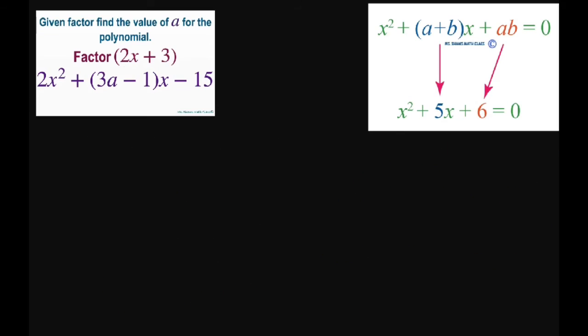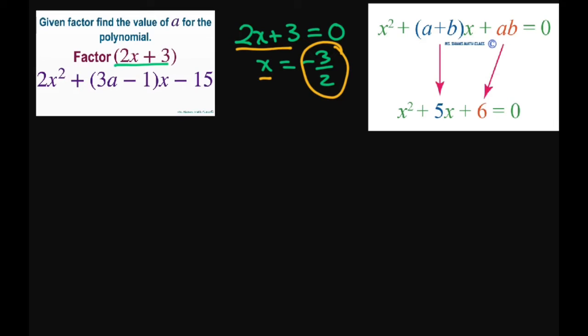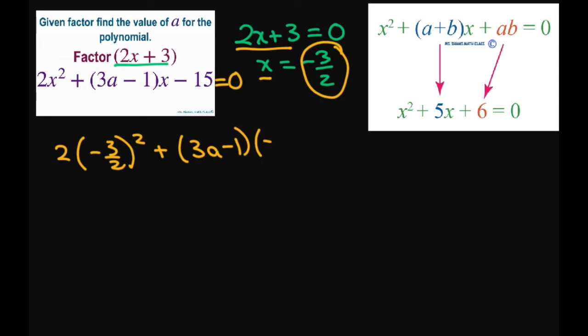The other way is to know that if we have a factor of 2x plus 3, you set this to 0. We're going to solve for x, and you can get negative 3 and then divide by 2. And we're going to use the remainder theorem. That means everywhere there's an x, I'm going to put this in. If it's a factor, then when I substitute this in, it'll equal 0. So let's do that. We're going to have 2 times negative 3 divided by 2 squared plus 3a minus 1, and your x is negative 3 halves, and then minus 15, and we set it to equal 0.